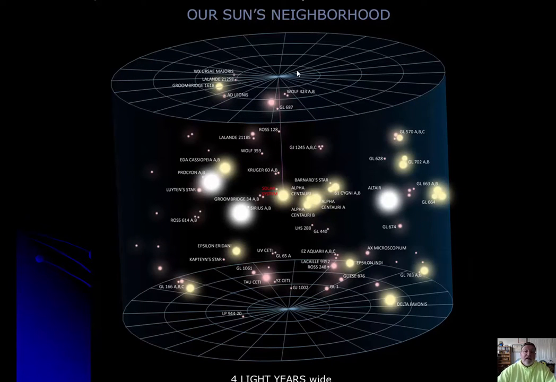Our sun's neighborhood: the sun is in the center of this circle, and it goes out to about 4 light years, so 1, 2, 3, 4 light years. This doesn't really show you where these things are located, but Proxima Centauri, which is part of the Alpha Centauri binary, trinary, is actually the closest star to the Earth.